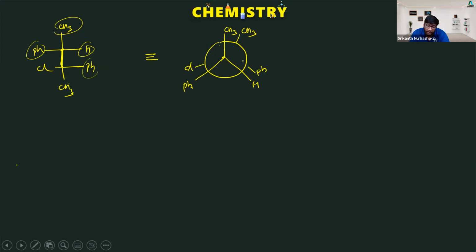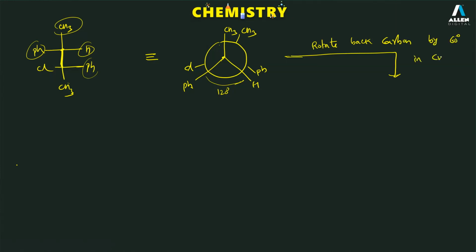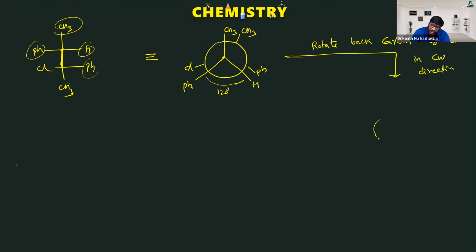So you have to convert the chlorine and hydrogen. They are at an angle of 120 degrees now. So I have to make them 180 degrees. So I have to rotate the back carbon. I am rotating it, keeping the front carbon constant. Rotate the back carbon by how many degrees and in which direction? 60 degrees clockwise. 60 degrees in the clockwise direction. So if I do that rotation, what will happen?